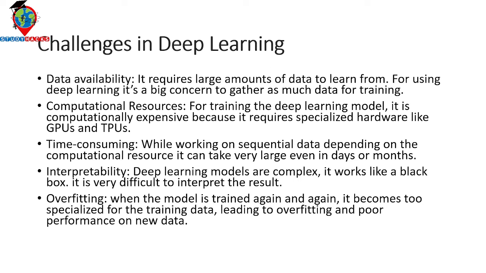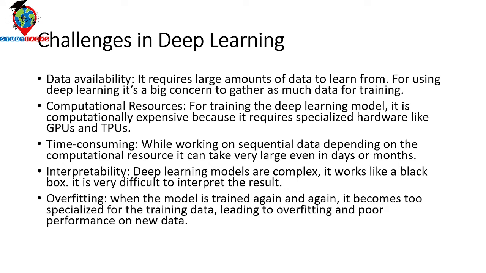It also has some challenges such as data availability. Basically, when you want to apply deep learning, you need a large amount of data. Machine learning can work with a small amount of data, but for deep learning you must have a large amount of data. And computational resources: you must have higher computational resources such as a GPU, otherwise you will not get a better result. But machine learning we can easily apply with a CPU.